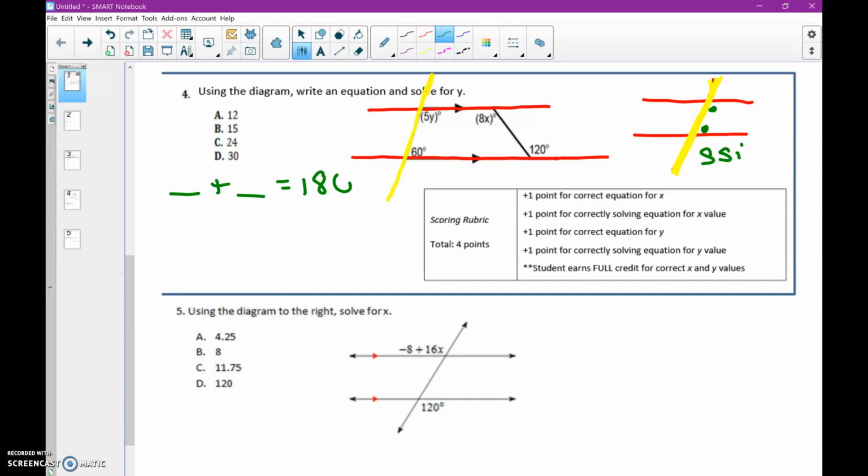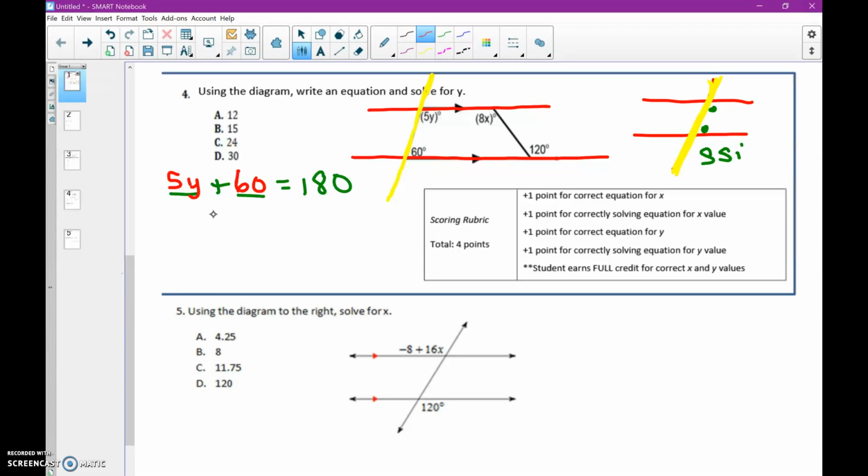So kind of remember how we built this sort of template here. And then I'm just going to plug in 5y plus 60. So those go in my blanks here. And again, it's because it's same side interior angles. And I know that that type of angle has to add up to 180 degrees. Remember, same side supplementary. That was kind of our trick to remember.